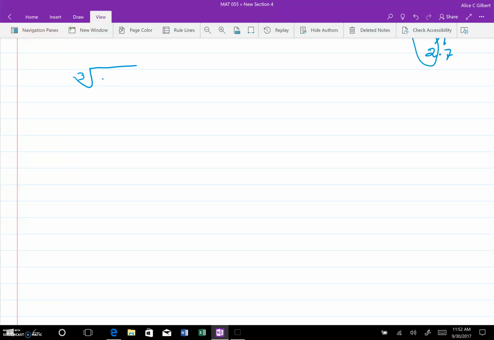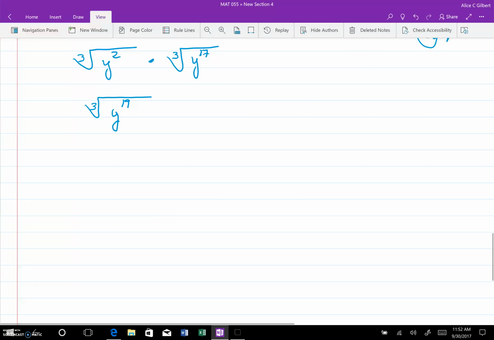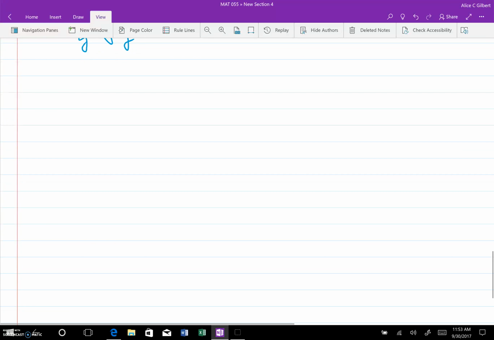Cubed root of y squared times the cubed root of y to the 17th. Well, both indexes are the same, so I know I can multiply these. The y's, that base is the same, so I keep the base and add the exponents. Now I just need to reduce this. So how many 3's in 19? Well, there are 6, because 3 times 6 is 18, leaves me with 1 left over. Okay, and I got one more.